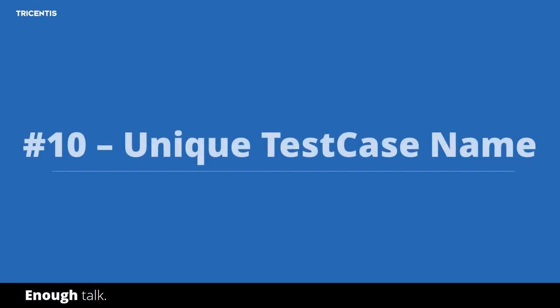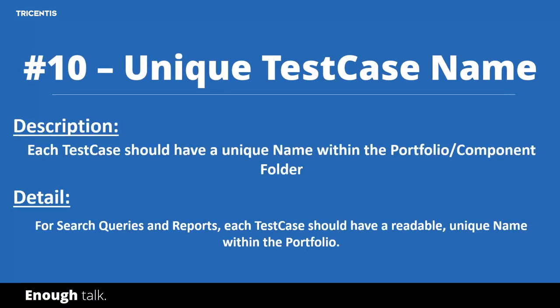So last but not least, number 10, unique test case name, which may seem unnecessary or even obvious. But I have seen in many reviews that test cases are not named according to what they really do and what kind of variation out of a big set of test cases one singular test case is. So it's very important, especially in larger environments or when you're growing, that each of those test cases have a unique name. So in your complete portfolio, or if you're using component folders to separate different projects, you always need to make sure that the test case in there is unique, and that if you report them in a simple list or something, you could read by the name of the test case what the test case does and what it is for.